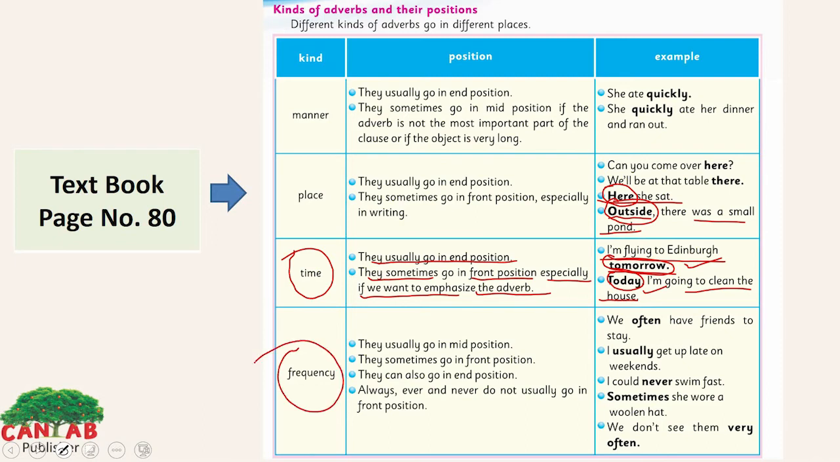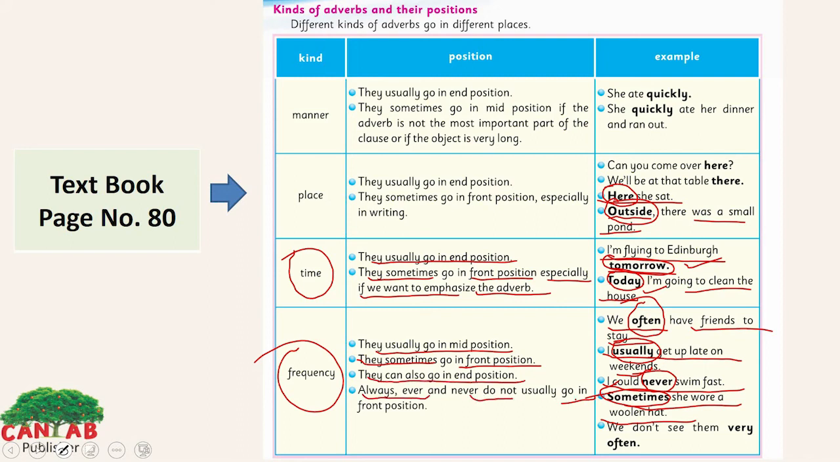And the frequency, they usually go in mid position. They sometimes go in front position. Like we often have friends to stay. As we discussed, the often is in the mid. I usually get up late on weekends, usually is in the mid. I could never swim fast. You can see never is in the mid. Sometimes she wore a woolen hat. Sometimes it is in the front. As I told you, front, mid and end position. They can also go in end position.